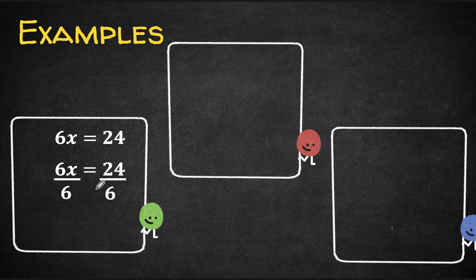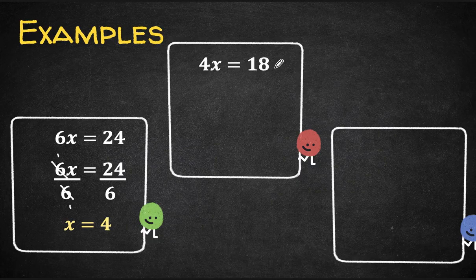So as you can see here, 6 divided by 6, the answer is 1. That's why we just need to simply divide our expression by the numerical coefficient of x, because a number divided by itself, the answer is 1. So as we divide 24 divided by 6, the answer here is 4.